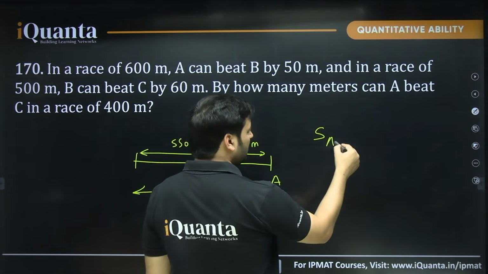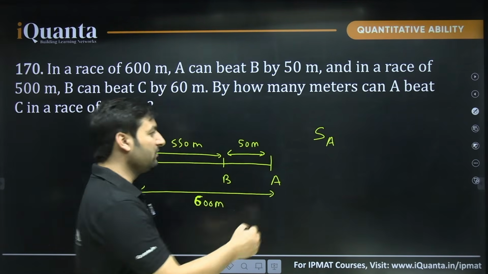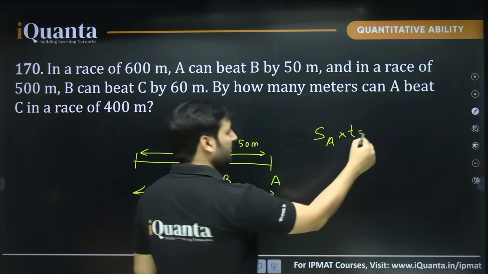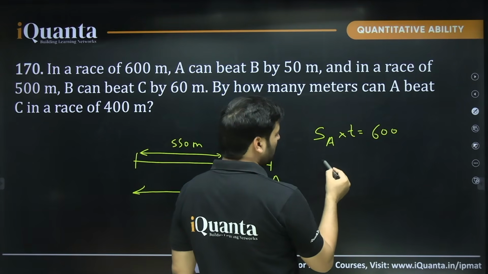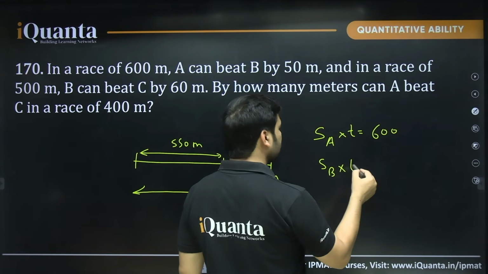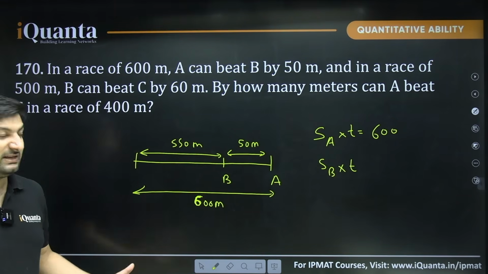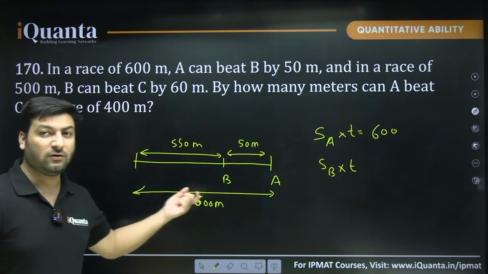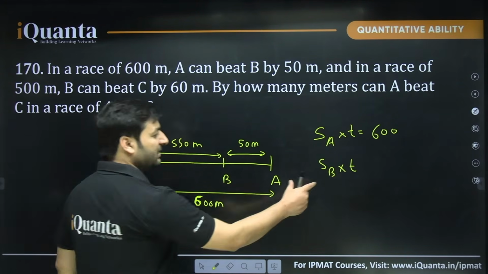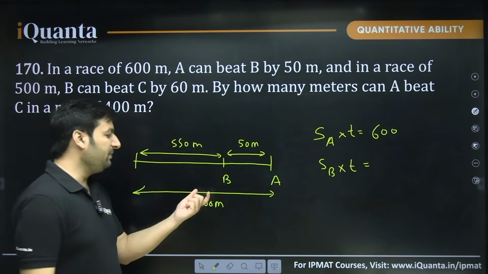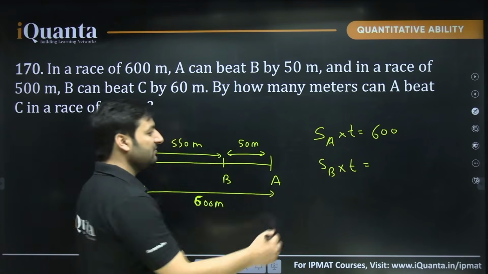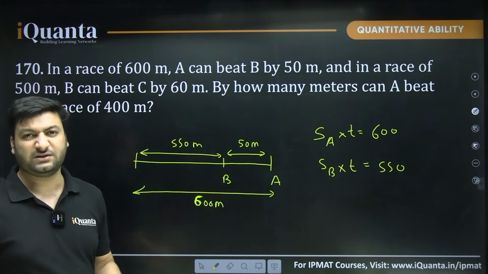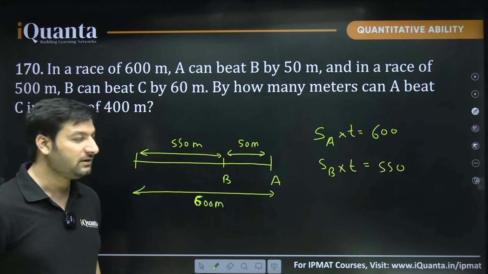Definitely, if you take the distance covered by A, it will be speed of A into some time t, and A covered how much distance? 600. So, write it like this. What about the distance covered by B? It will be SB, speed of B into time. Now, what did I say? When A reached the finish line, then whatever time A ran for, B will also be running for the same time t. So, that is why speed of B into t, but B could only cover 50 meters less, that is 550. And this will give us straight away the ratio of speeds. So, in race questions, you should always focus upon getting the ratio of speeds.